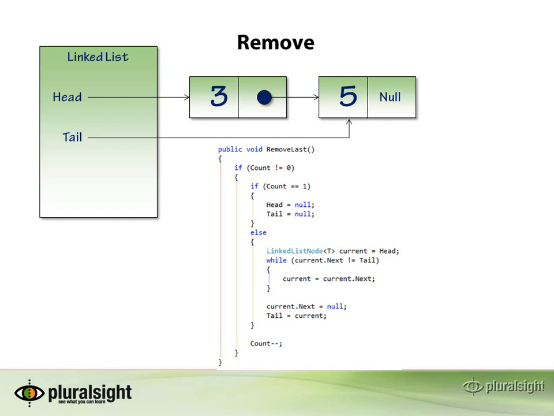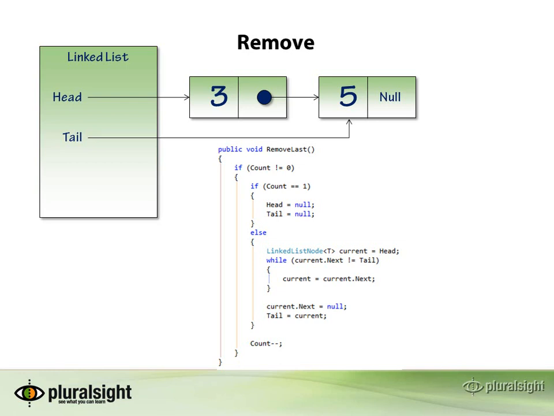But you can see from the code that this requires enumerating over all of the nodes in the list. This is because we're only storing references to the head and tail nodes. But to perform this operation, we actually need to update the second to last node. Now this is not incredibly complex. It's a simple while loop to iterate until the second to last node.